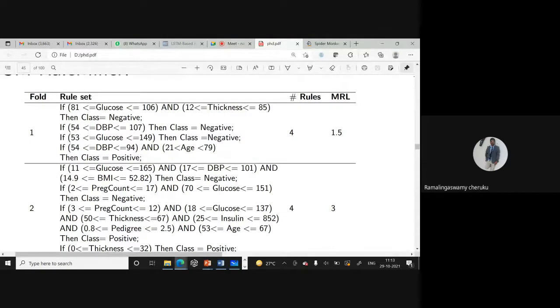So in today's class I took one hard problem, called the rule mining task, and I've shown my own experiments on how we carried it out with the help of spider monkey. With this I'm closing my session, and if you have any more queries related to this or any other problem in machine learning, you can freely ask.